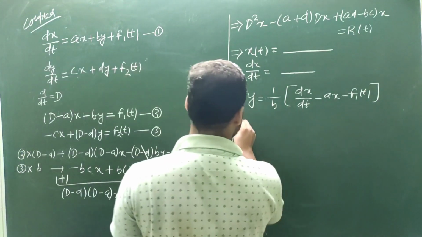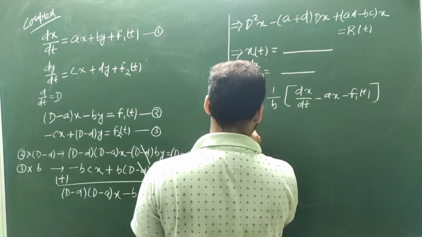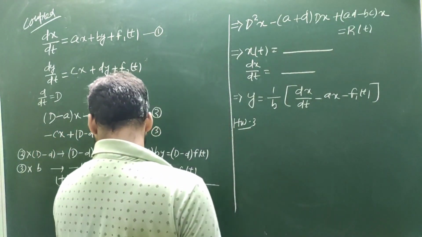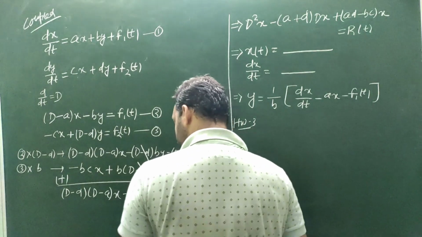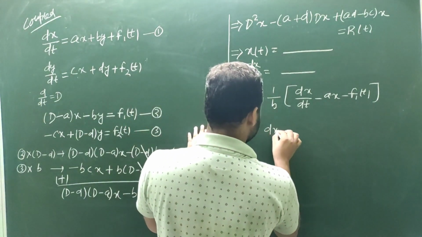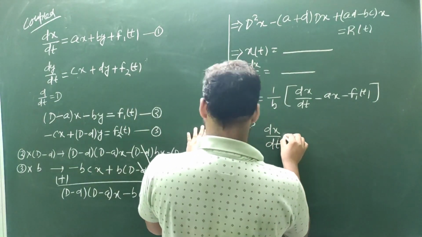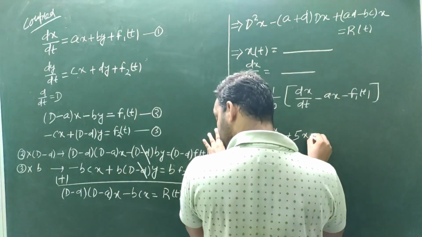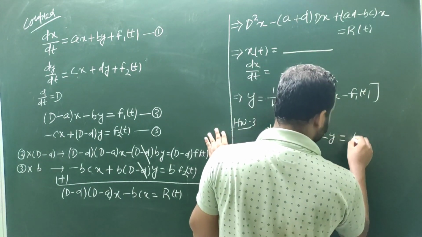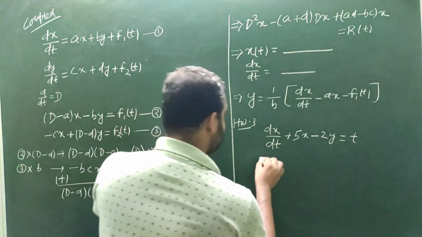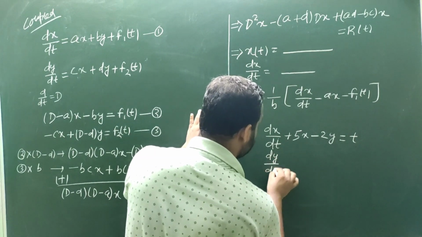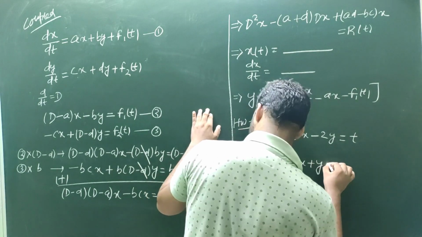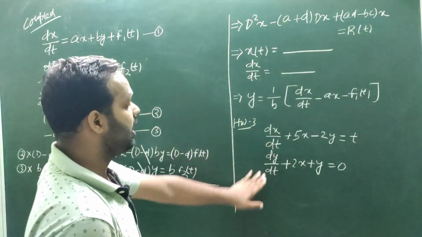I will give you two homeworks. This is the third homework. There are two homeworks in which two coupled equations are there. So the first one is dx by dt plus 5x minus 2y is equal to t, and another one is dy by dt plus 2x plus y is equal to 0. You have to find out x and y.